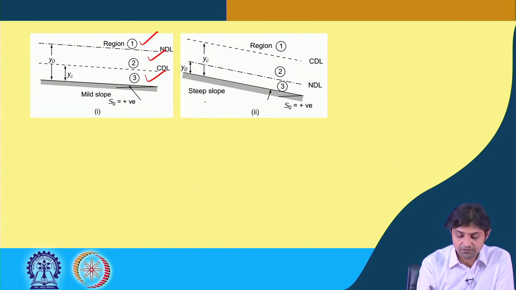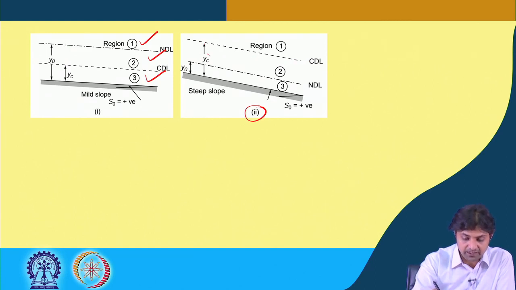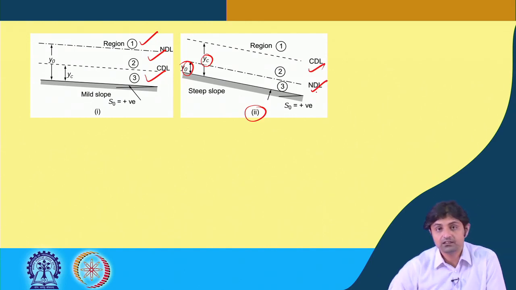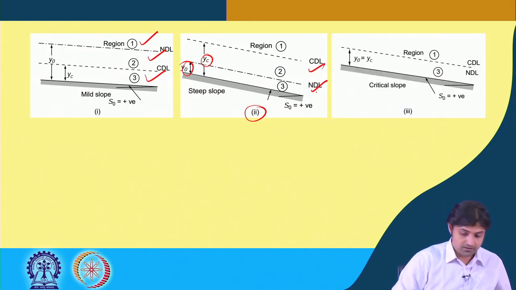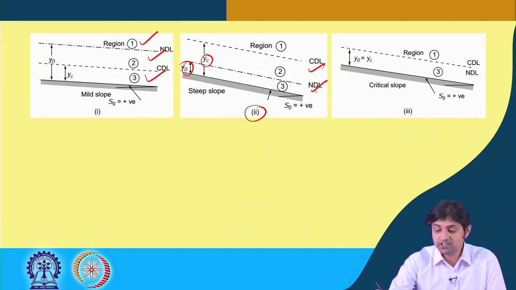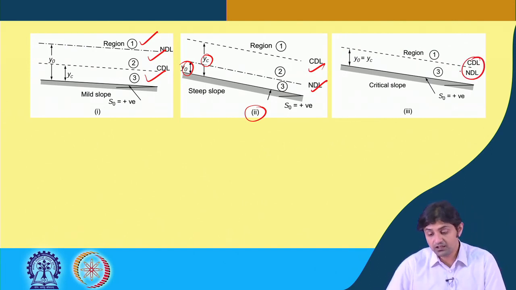This figure represents a steep slope. Why? Because the critical depth yc is greater than y naught. So, CDL is above NDL. The third is the critical slope, where CDL and NDL are the same. So, here there will not be any region 2, since the region between the CDL and NDL is called region 2. Basically there are going to be two regions, region 1 and region 3.